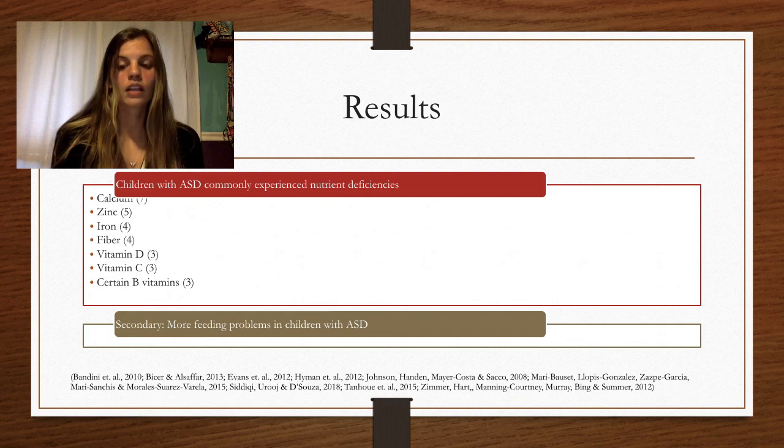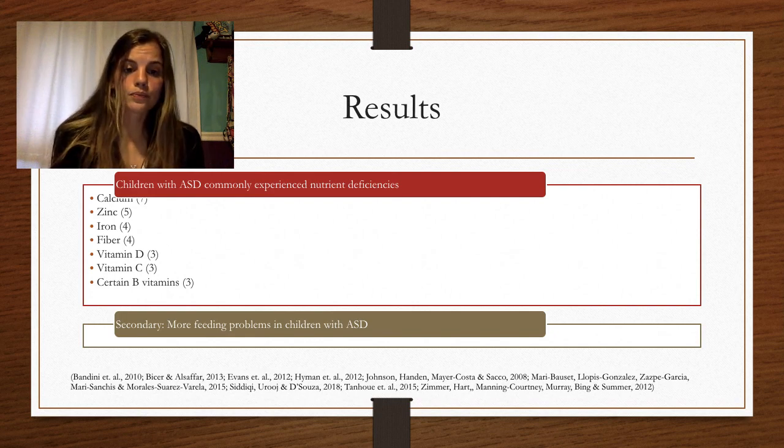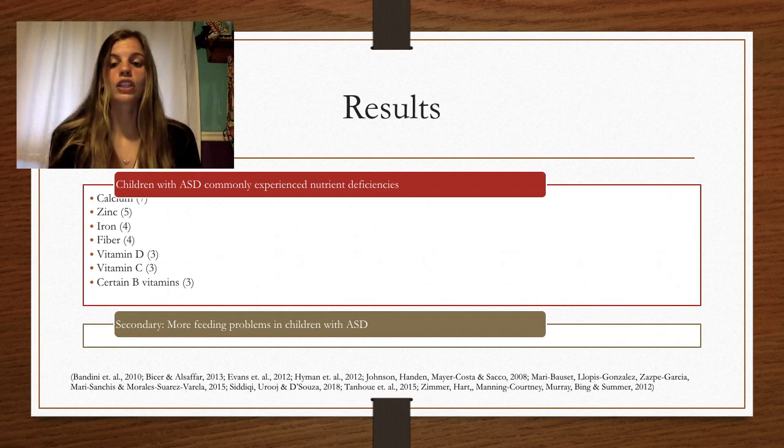A secondary result of these articles was that children with autism have more feeding problems than their typically developing counterparts, and food selectivity was the most common problem, potentially putting the children with autism at risk for these nutrient deficiencies, as suggested by 4 out of the 10 articles.